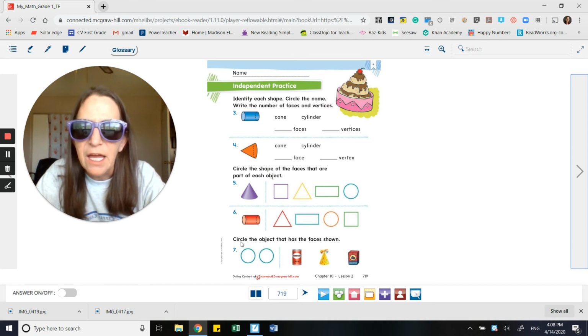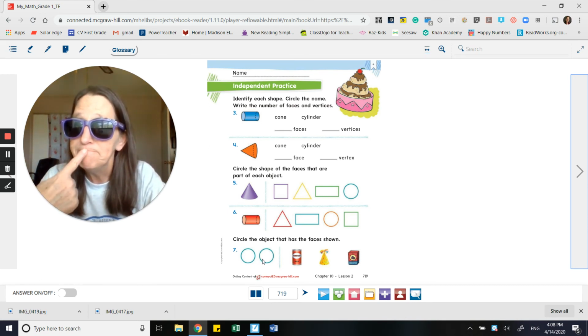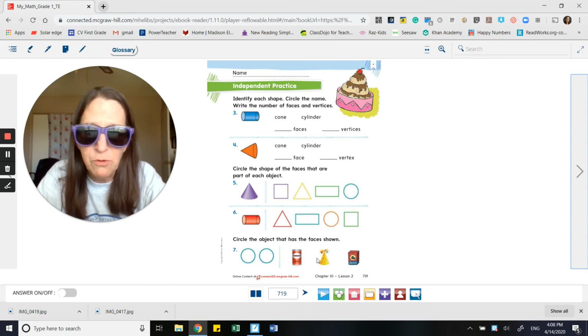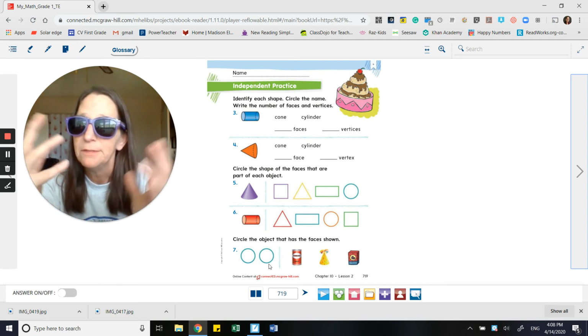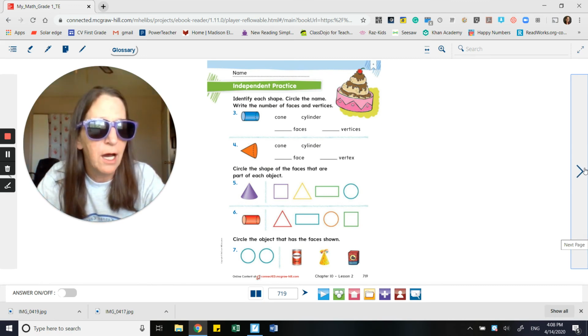All right. If I have two circles for faces, which shape do you think it belongs to? Remember, I'm looking at the faces. Which one of these has two faces that are both circles? You got it.